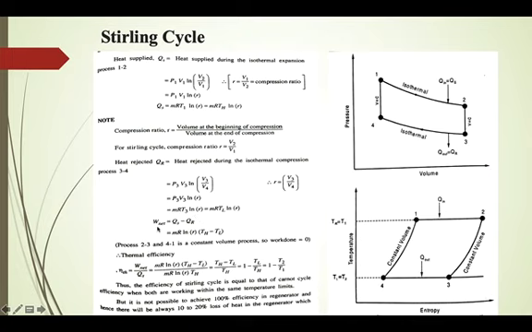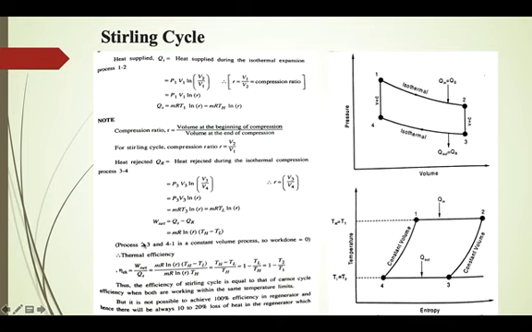Now net work done. Work done is the difference between heat supplied and heat rejected. So m R ln R into TH minus TL. We can take m R ln R as a common term, so it is m R ln R into T1 minus T3. Instead of T1 we have written TH, that is the highest temperature at which heat is supplied, and instead of T3 we have written TL, that is the lowest temperature at which heat is rejected. So the difference between TH and TL, m R ln R into TH minus TL.